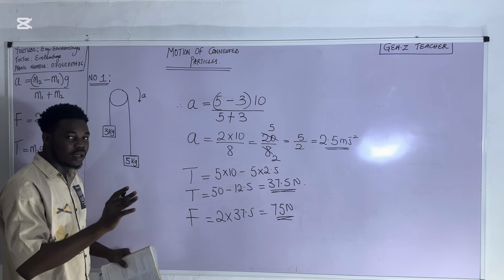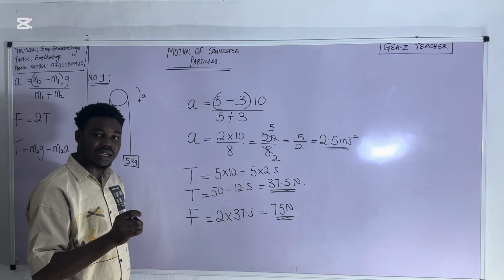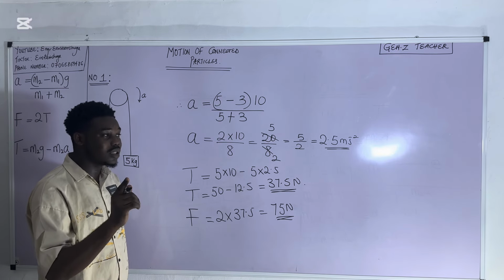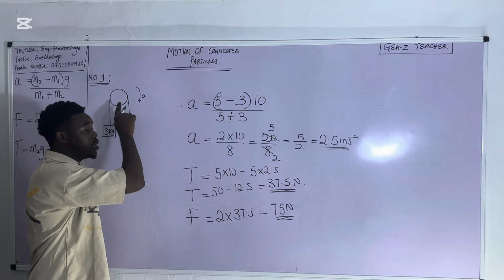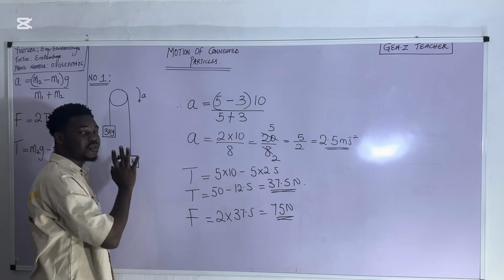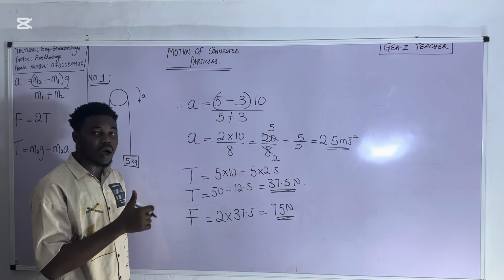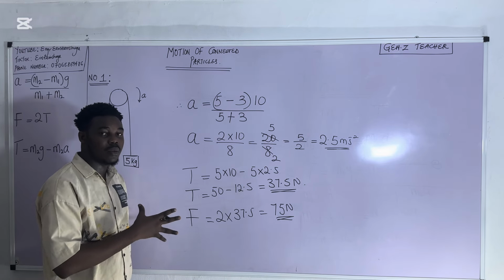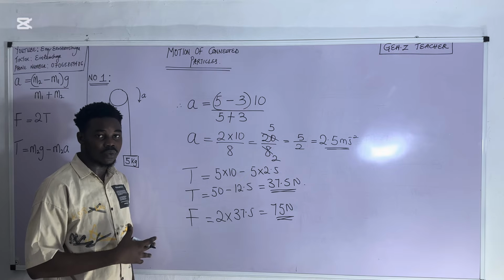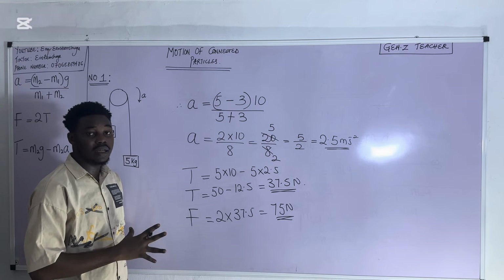Now, mind you, we just solved for a light inextensible string. We did not consider the mass of the pulley, neither the mass of the string, and it was also frictionless. So our next video will talk about case 2 and then get the formulas, also solve the question. We're going to do this until we finish all the cases for connected particles.